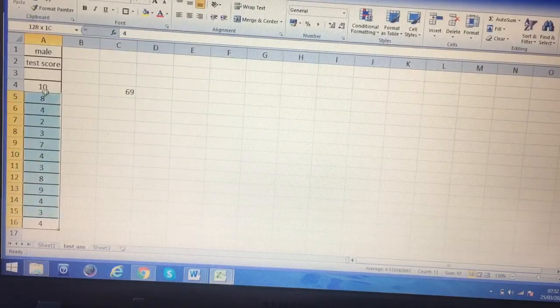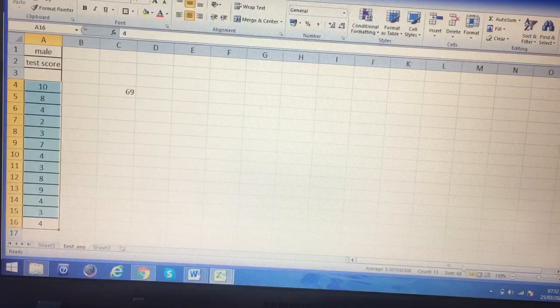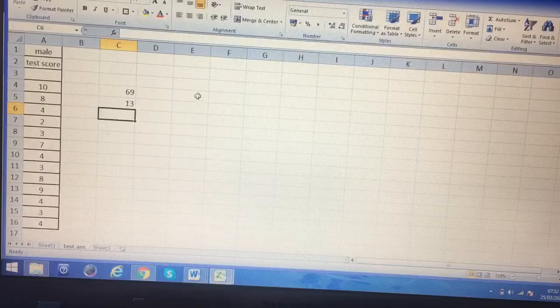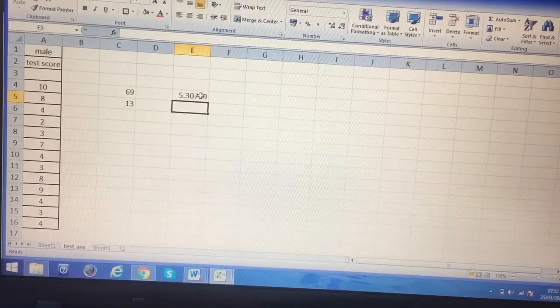Well, what you can do is, if you highlight them and look down here, it will tell you there's 13 and it will tell you there are 69. So the sum is 69. You see where the mouse is? 69 and 30. So you could just type them in there. Then you could do equals that divided by that. Give you the mean. Brilliant. Okay, so the mean is 5.3.